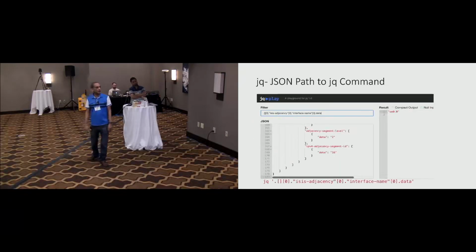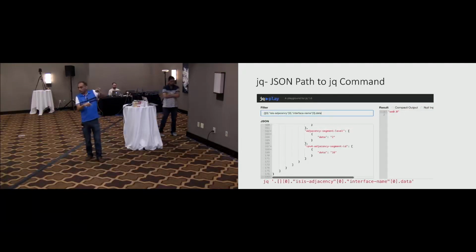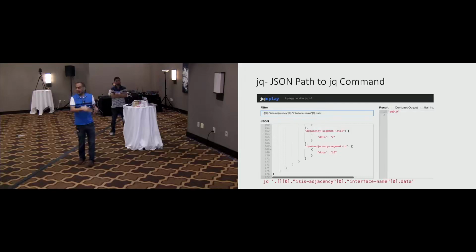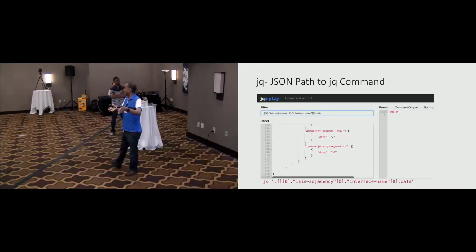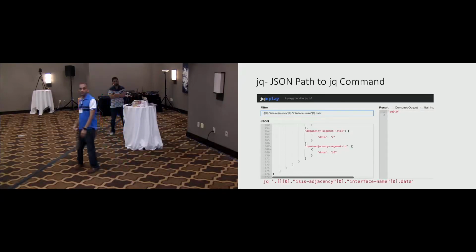If you want to go into the ISIS adjacency, the zero, and the adjacency details, you have two blocks. The first one you go into is the first interface, and you get the name of that particular interface. So this is the JQ query. You can either pipe it, because it works like streams as well. You can get the JSON file and pipe it to JQ, and JQ would print the name of the interface with this particular query.